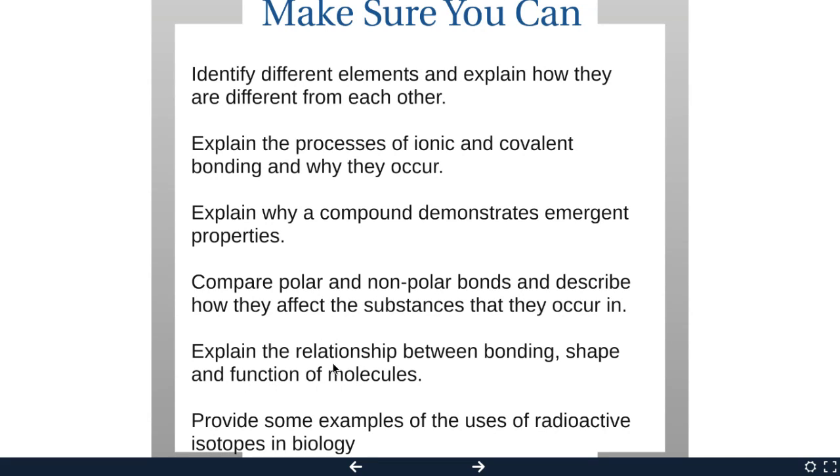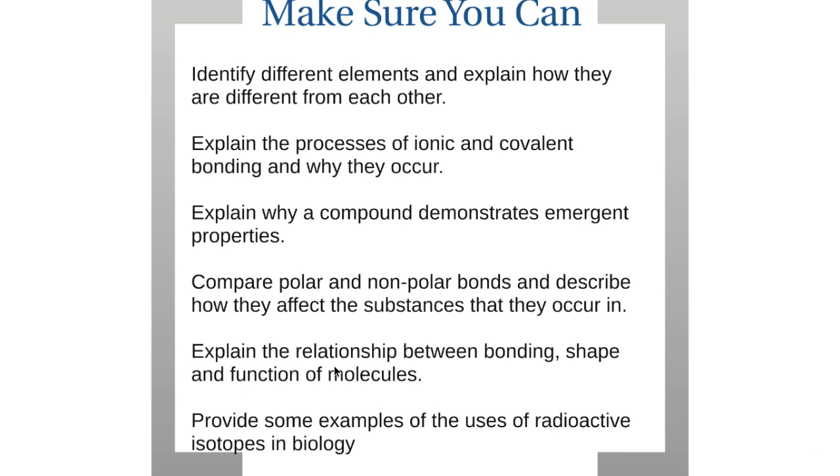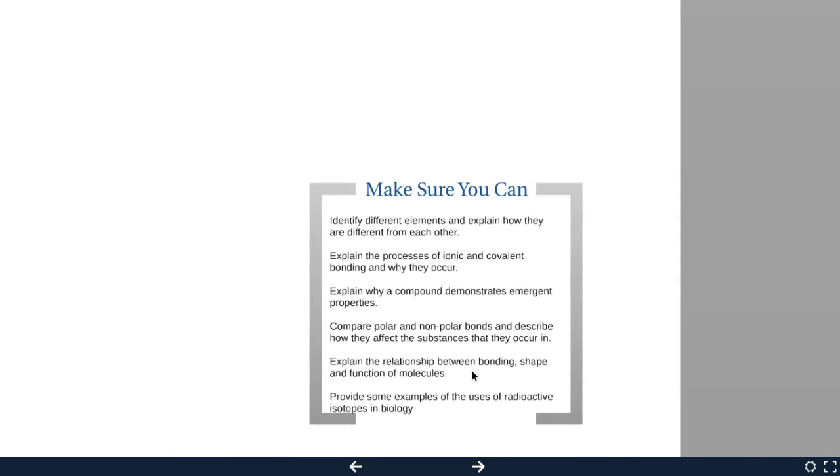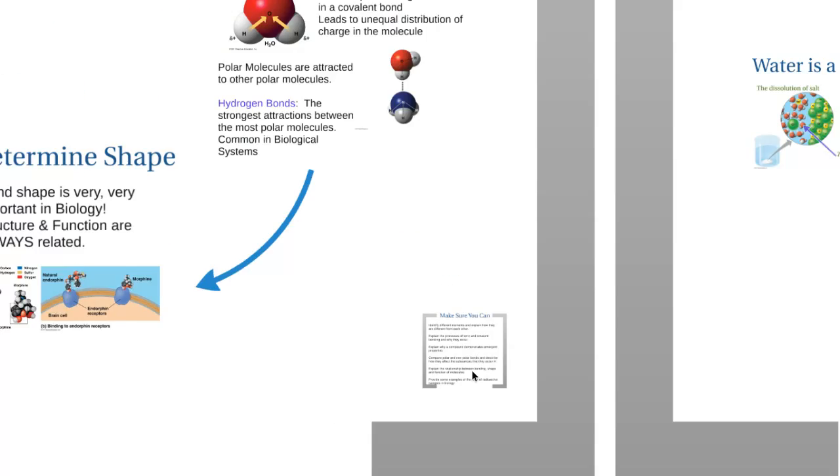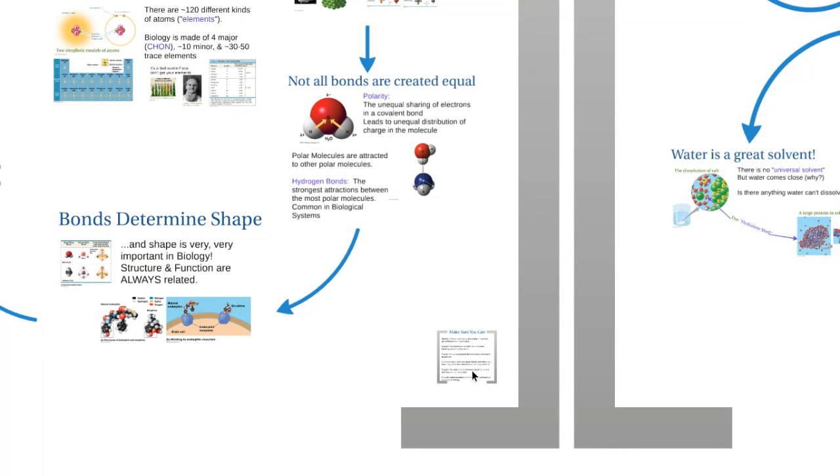For the relationship between bonding, shape, and function, again, understand that even though it's the same formula, different isomers will behave differently. They may not work, they may not activate the same properties as a different isomer of it. And provide examples of uses of radioactive isotopes in biology. Just think tagging, biotech, molecular genetics, and we'll spend some time second semester talking about that.